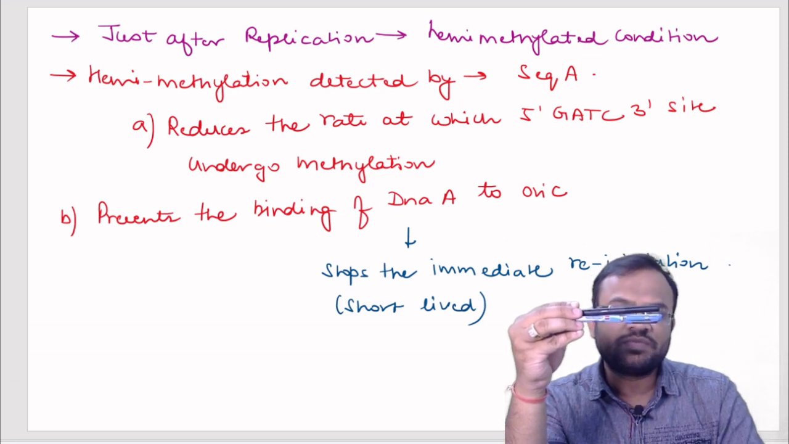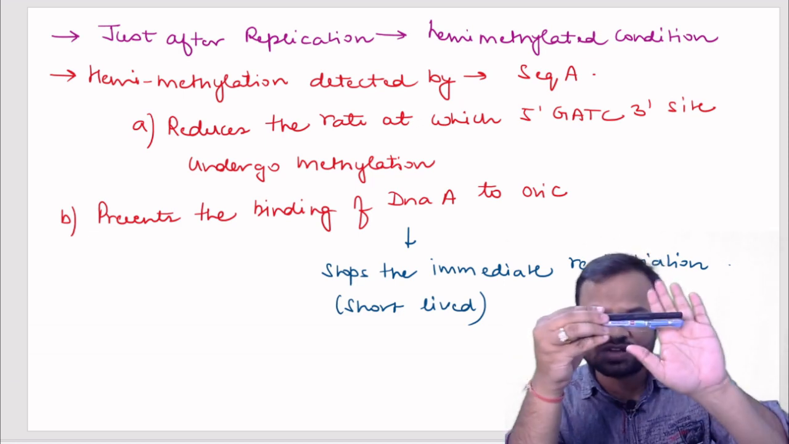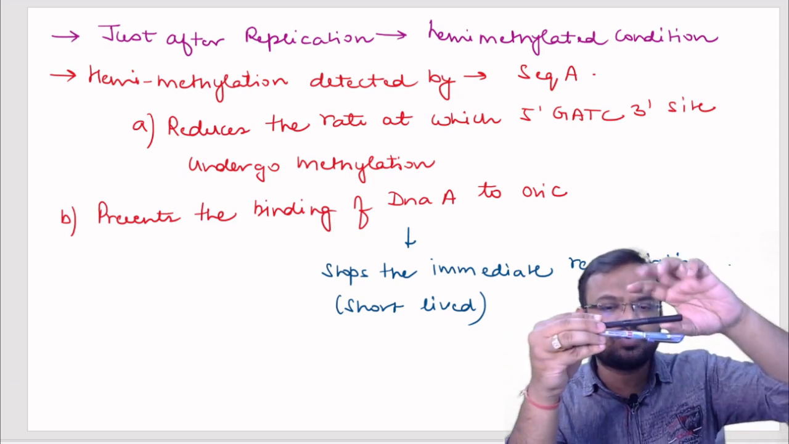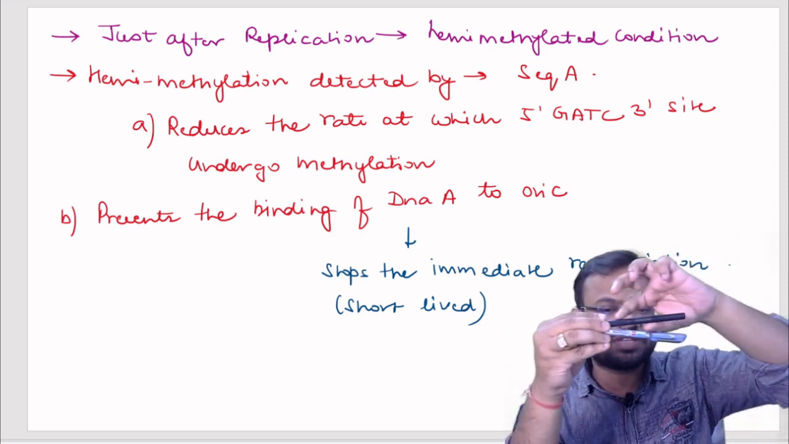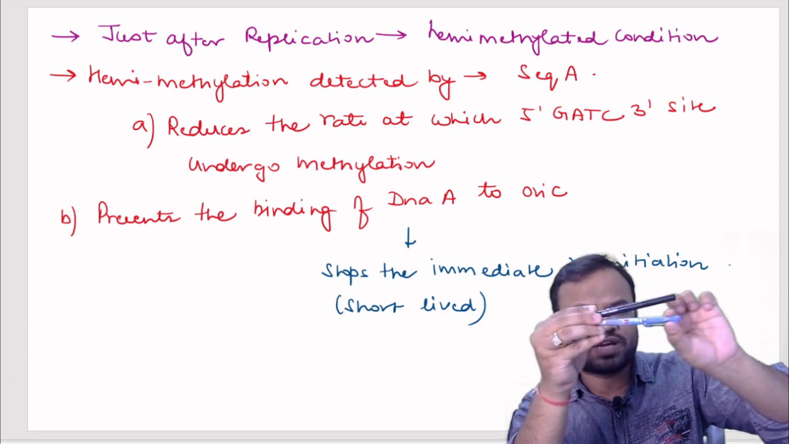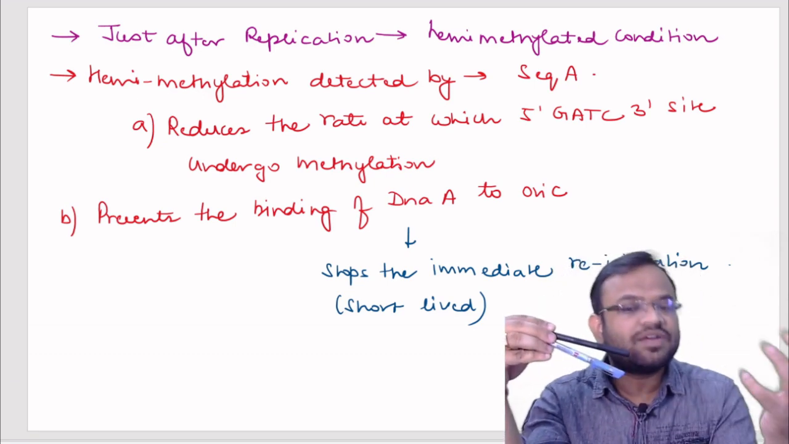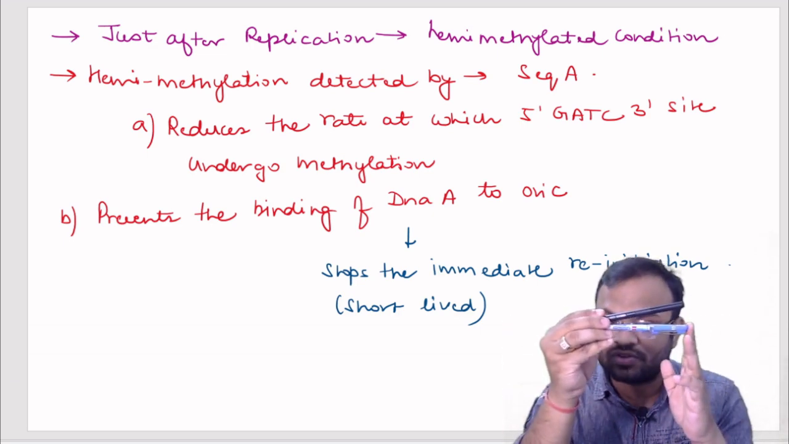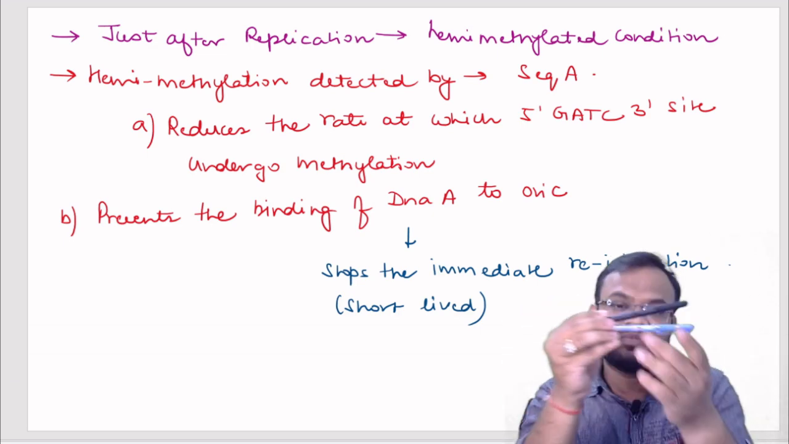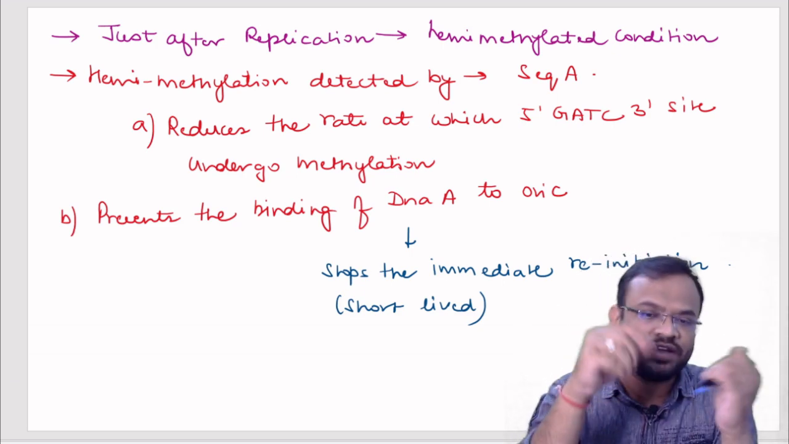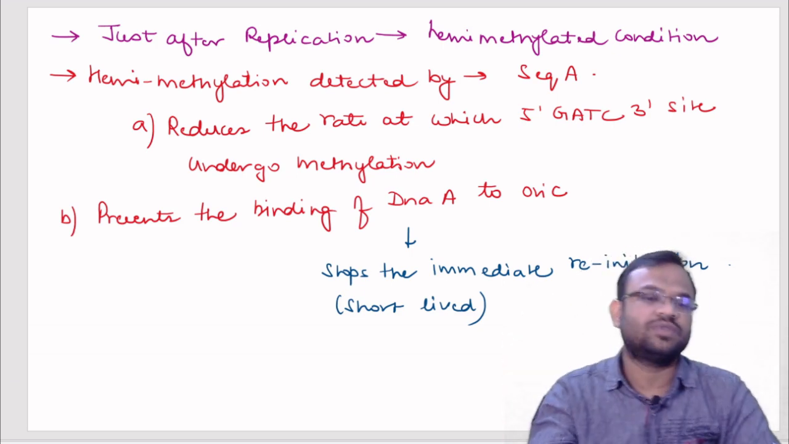Why would this condition be hemimethylated? This is just after replication. The older strand was having the methyl group, but this is the new strand. It will not have the methyl group, because just after replication it does not have one. After some time, this new strand would also be methylated at the adenine of the GATC sequence.